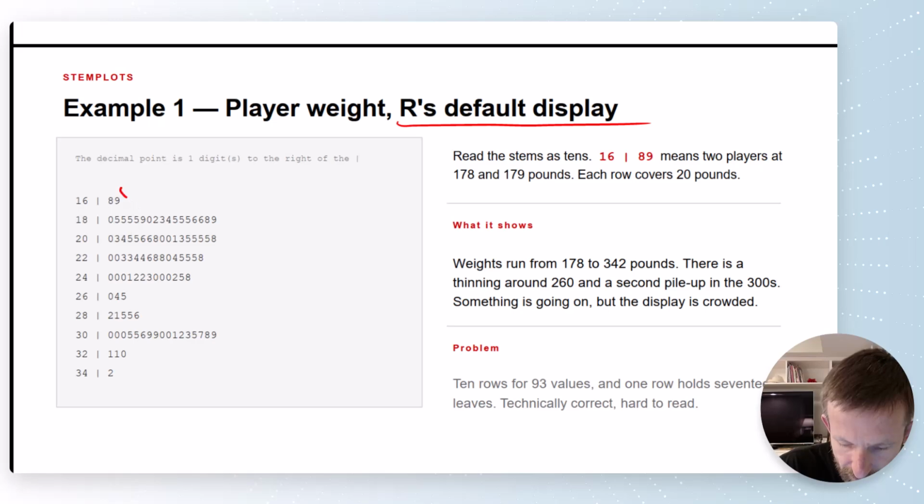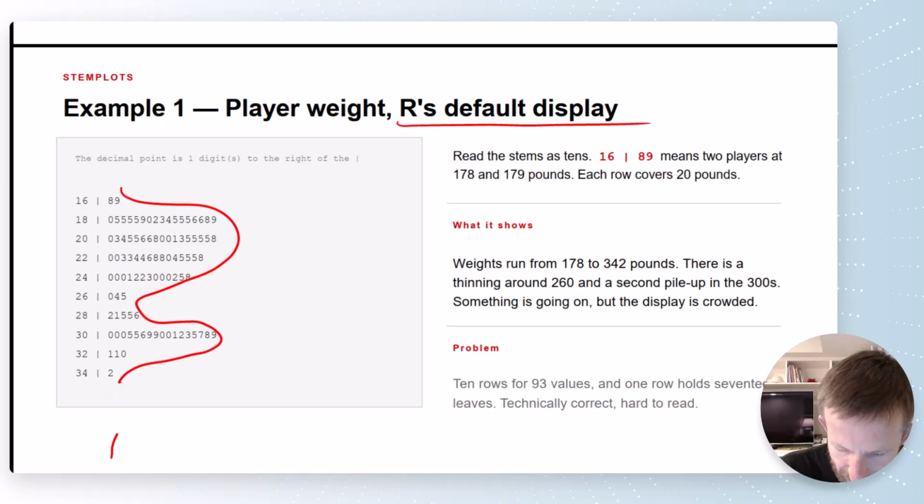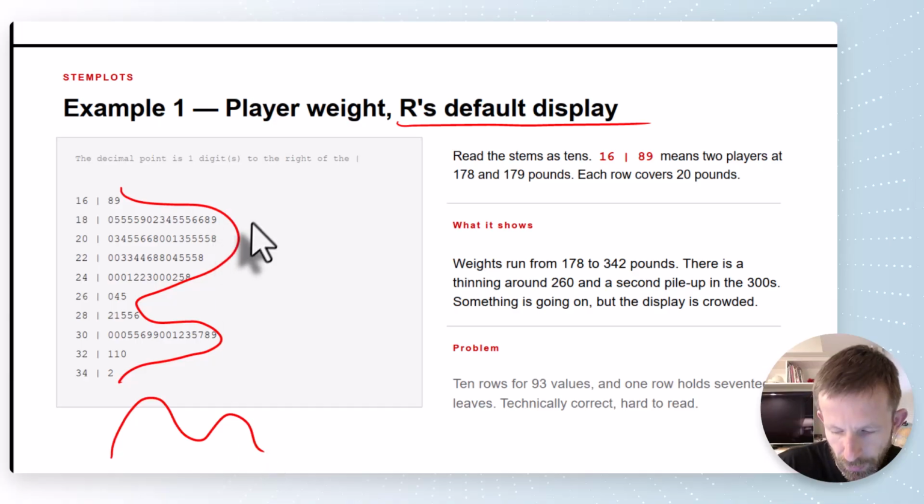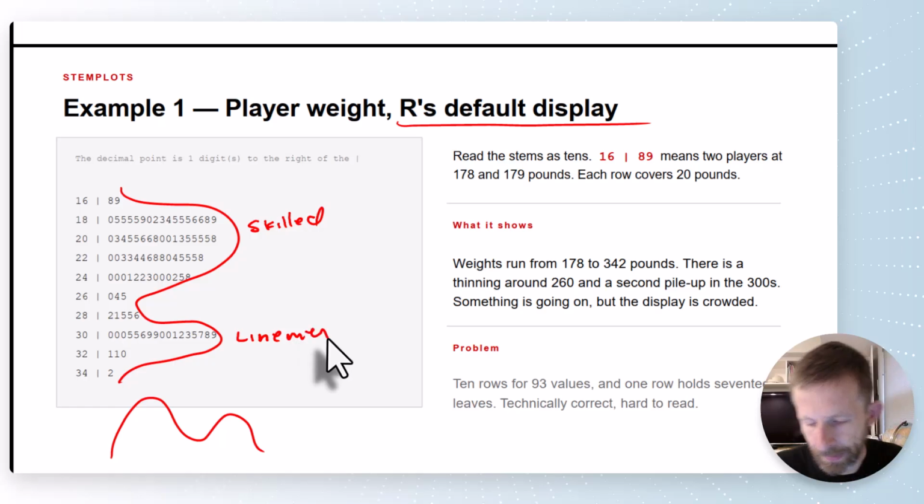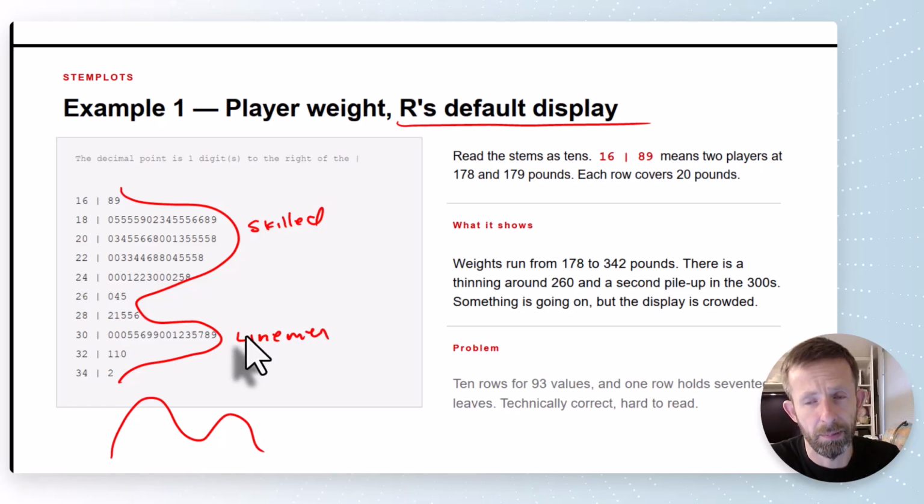We can clearly see the shape, right? It's that bimodal distribution where you have the skilled position players here, then you have the linemen here. Linemen tend to be heavier, some of the strongest players on a football team, and they just hit each other a lot.